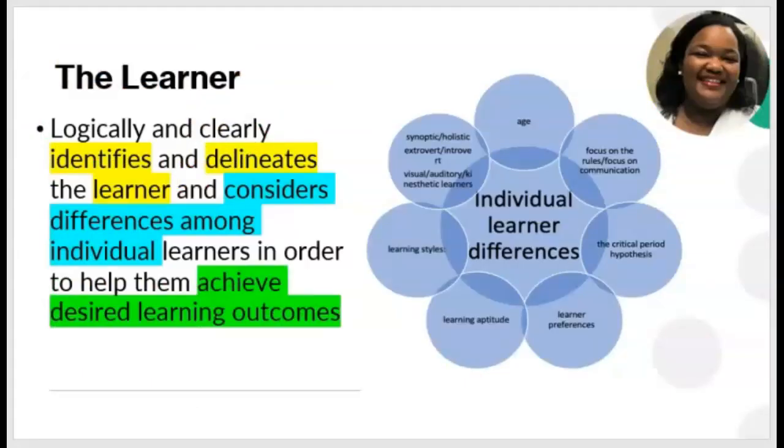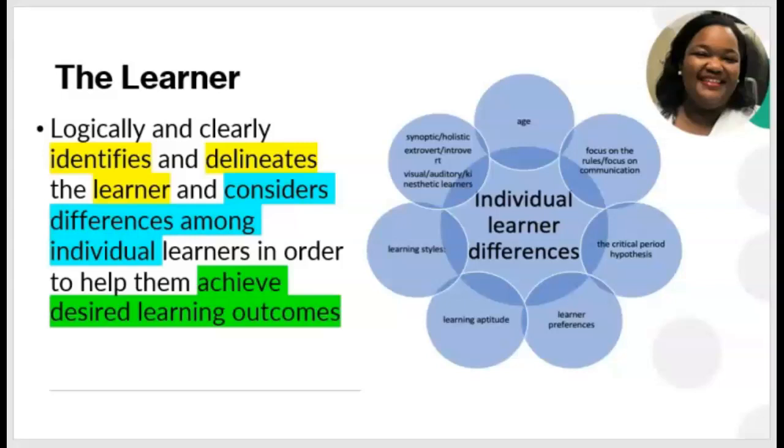So in articulating and reading, let's recap on what the rubric states for the learner. It states, logically and clearly identifies and delineates the learner and considers differences among individual learners in order to help them achieve desired learning outcomes. So first, let me reason with you.